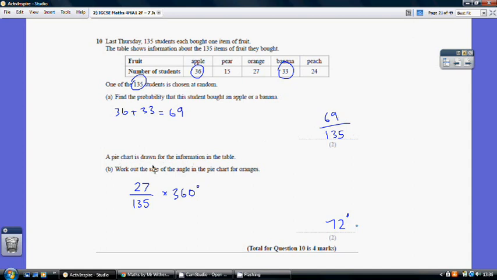In part B, we're drawing a pie chart. Work out the size of the angle in the pie chart for the oranges. Well, the oranges are going to be 27 out of the 135, so that tells you the proportion. So what proportion of a whole circle, what proportion out of a 360 degree turn do we want for oranges? Well, just pop into your calculator 27 over 135, use your fractions button on your calculator, multiply this by 360 and we get 72 degrees.